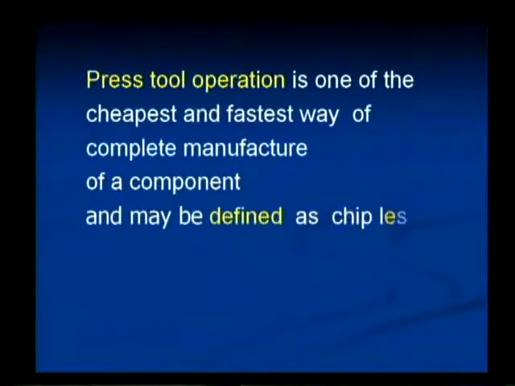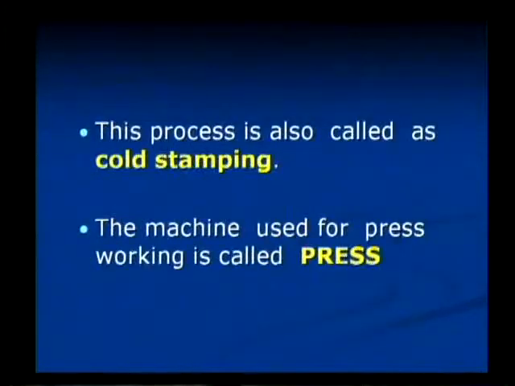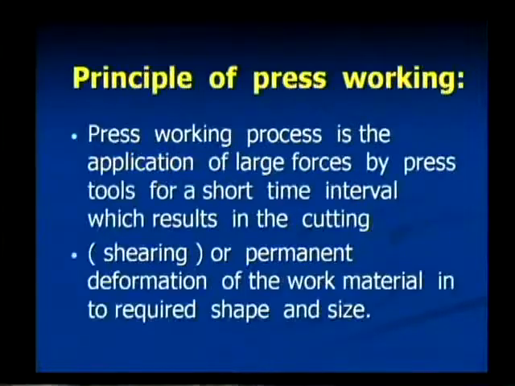Press tool operation is one of the cheapest and fastest ways of completely manufacturing a component and may be defined as a chipless manufacturing process by which various components are manufactured from sheet metal. In fact, this process is the most economical process and many of the operations can be completed in a single stroke of the ram. This process is also called the cold stamping process. The machine used for press working is called a press.